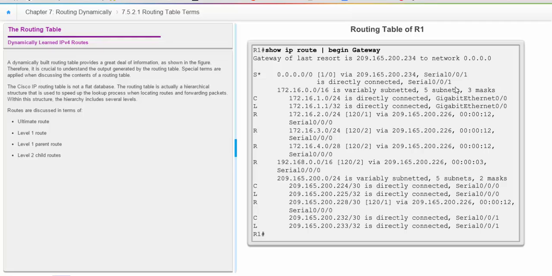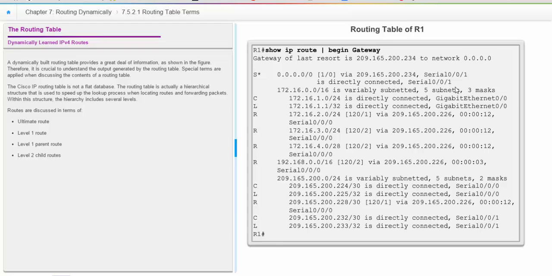So a dynamically built routing table provides a great deal of information. As we see here in this one, it's crucial to understand the output generated by that table so you understand what's going on. And the Cisco IP routing table is not a flat database, so keep that in mind. Your routing table is actually a hierarchical structure that's used to speed up the lookup process when locating routes and forwarding packets. Routes are discussed in terms of ultimate route, level 1 route, level 1 parent, and a level 2 child route.